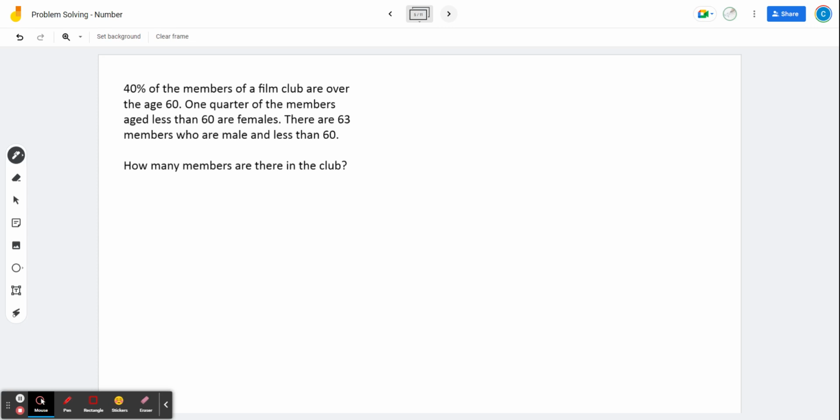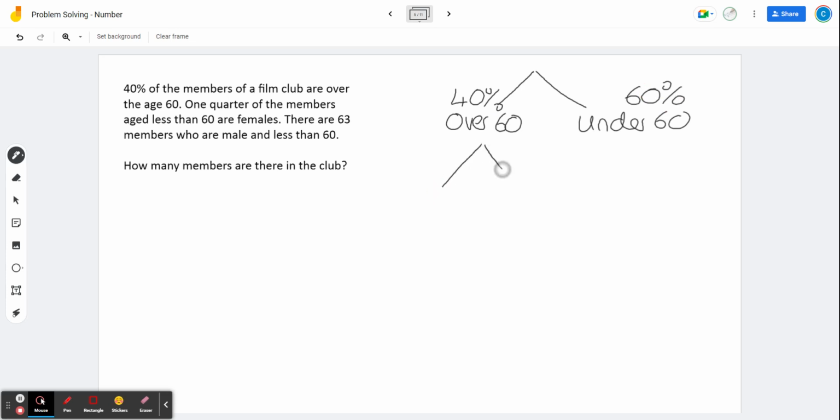40% of the members of the film club are over 60, and we've got different things going on. The way I like to approach questions like this is to have a little diagram, scaffolding down. So we have members that are over 60, and therefore we have members that are under 60, and they're telling us that this is 40%. So I can work out myself that this will be 60%. That's up to 100. And then within those two categories, we have male and female.